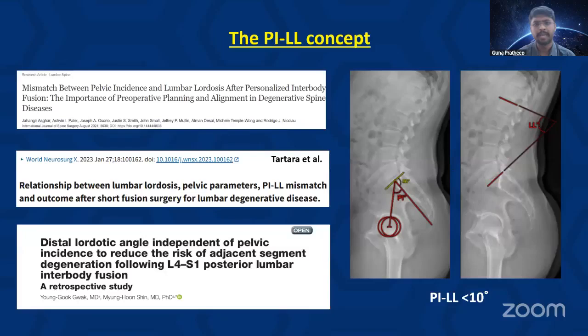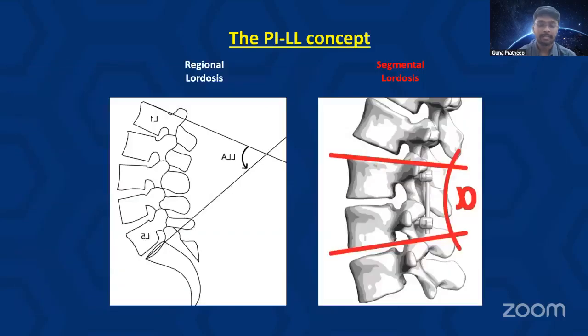The next important topic is the PILL concept, which we are all quite aware of. This was initially given by Schwab, who came out with a formula that the PI and LL should be within a 10-degree range, and a lot of studies have been published since his description, and this is one important concept which I want to put forward. The PILL concept usually takes into account the regional lordosis, which is the lumbar lordosis from L1 to S1 endplate. However, the most important thing we have to understand is the segmental lordosis, as most of our fusions are either single level or two level in common day-to-day practice.